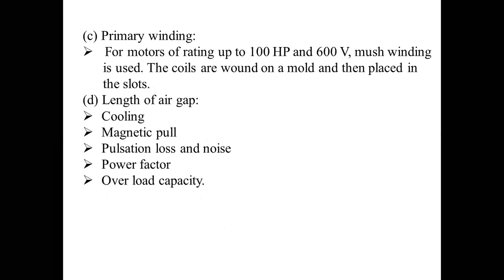And if you go across the primary winding, these are the points: length of air gap, cooling, magnetic pull, pulsation loss and noise, power factor, and overload capacity. And for the primary winding, the coils are wound on a mold and then placed into the slots. These are the normal design aspects for any induction motor. But for the linear induction motor, it is somewhat different from the conventional induction motor. That is the major point.